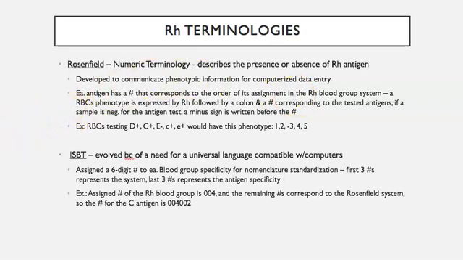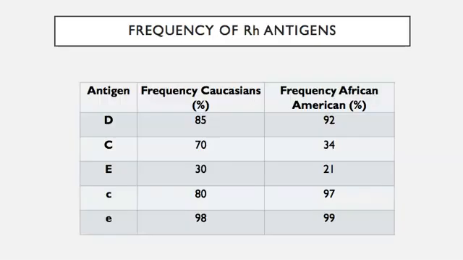The last terminology is called ISBT, which evolved because of a need for a universal language compatible with computers. Again, you've got a numerical code that's assigned to each blood group specificity. We really won't go into or use either one of these, because they're intended for computer systems, so it's not really relevant to the testing that we're doing.